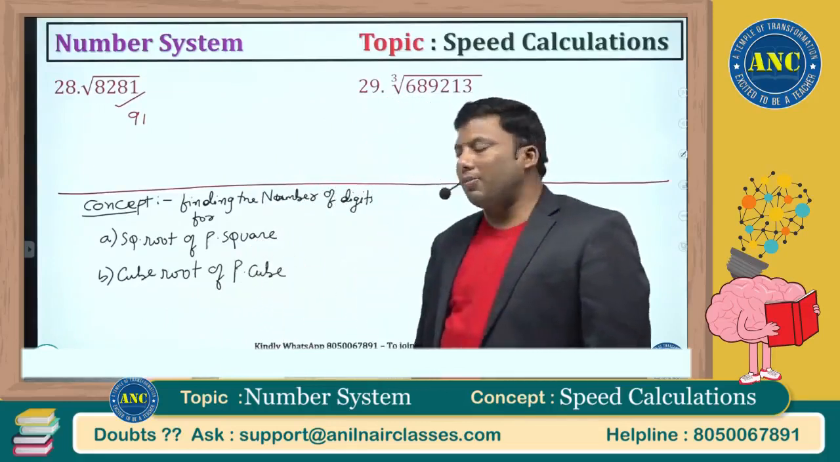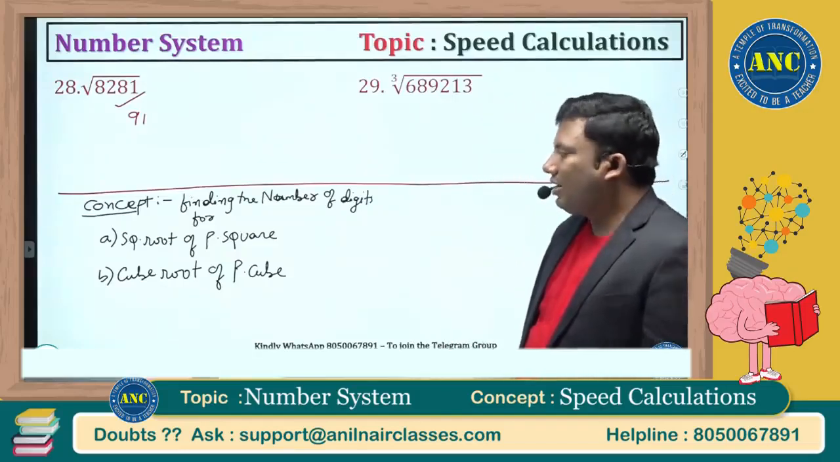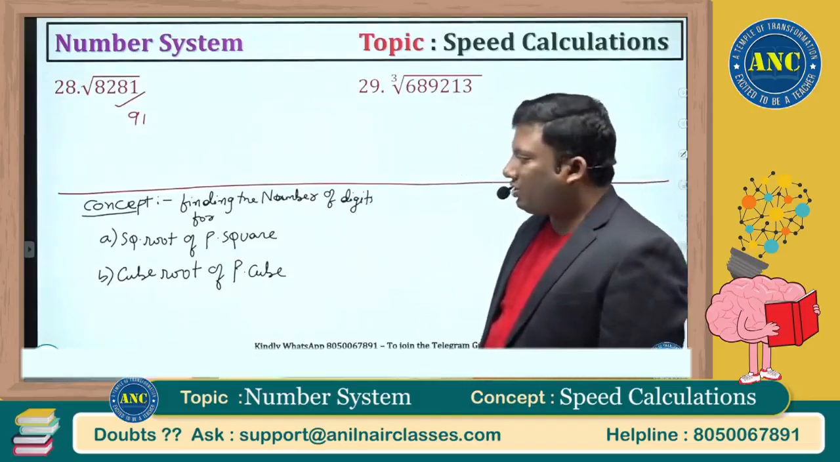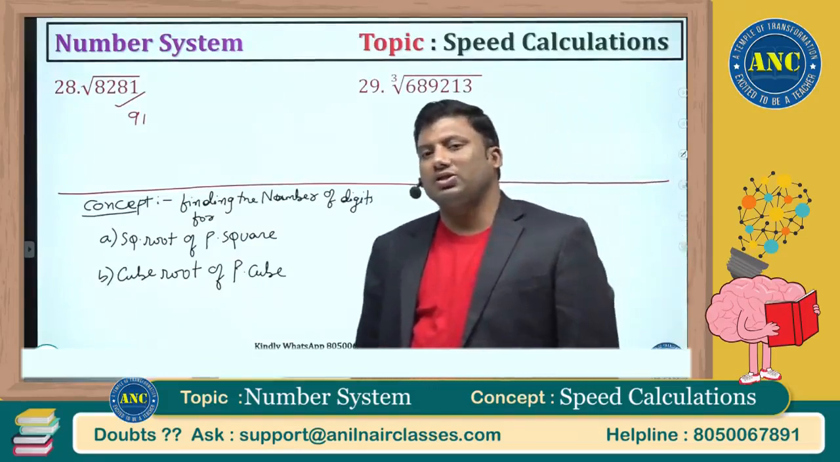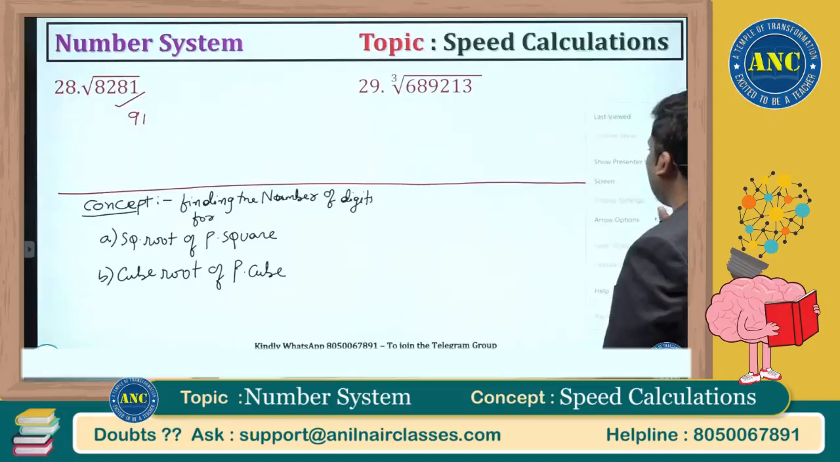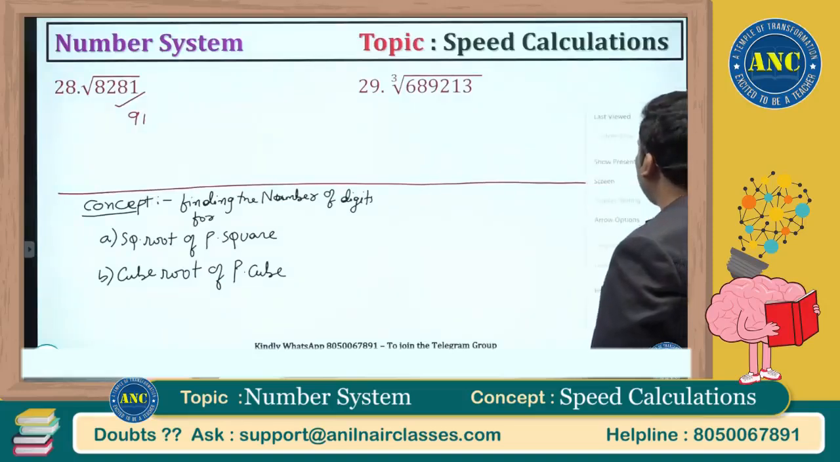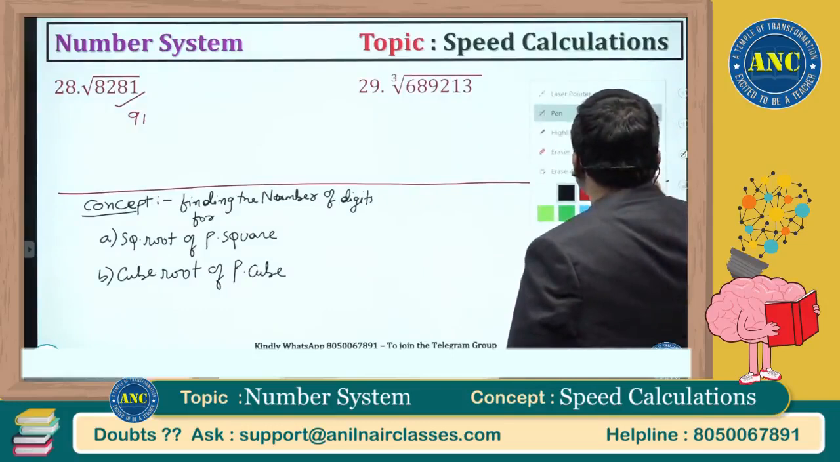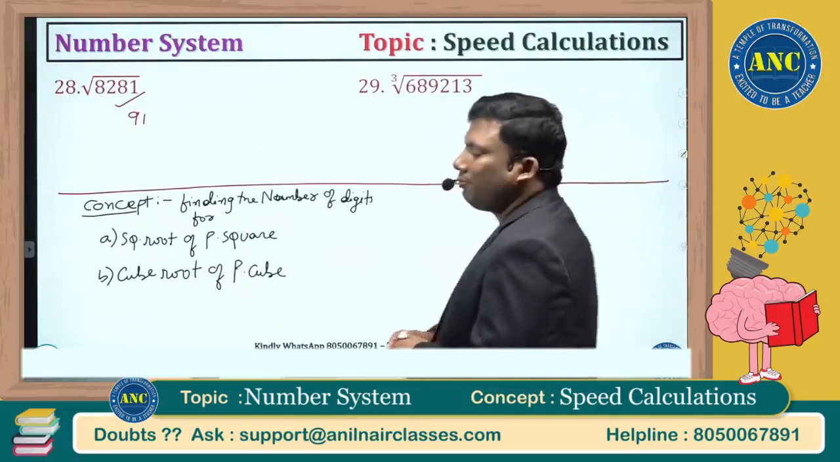How to find the number of digits in the answer for the square root of a perfect square? The second concept is cube root of perfect cube. Now see here, cube root of perfect cube.